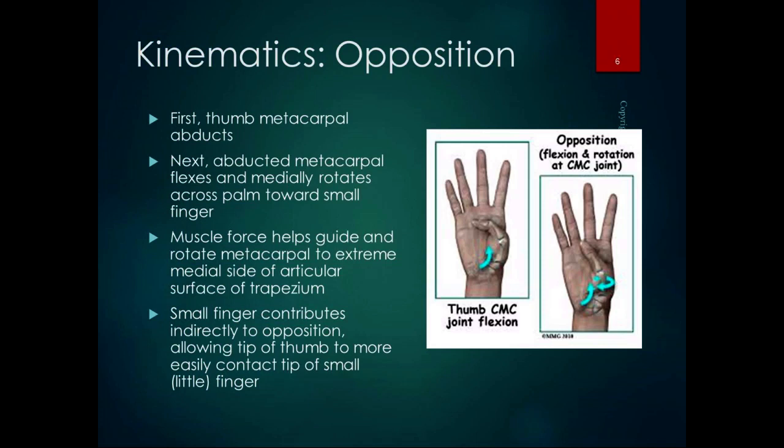One of the coordination tests that physical therapists will do a lot is touching your thumb to the tips of your fingers. Well, if you have joint restrictions, then you can't do that. It doesn't have anything to do with coordination. It has to do with the joints.